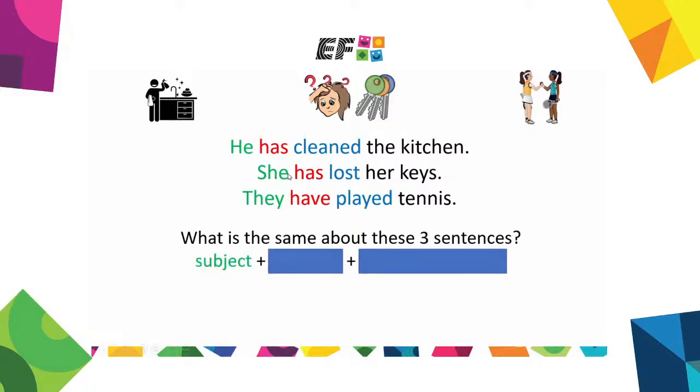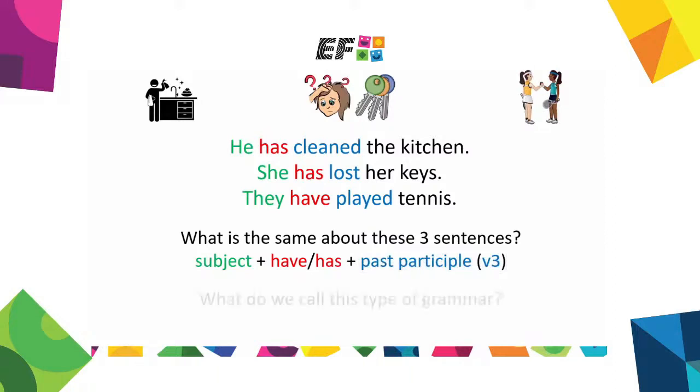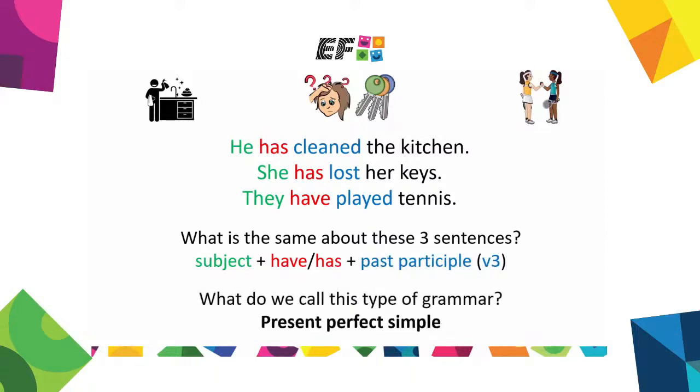And then we have these red words. What are the red words, everyone? Our has, our have, that's right. And then we have cleaned, lost, played. What were we studying at the start of the class? Verb. Verb 3, that's right, our past participle. So this is called present perfect simple. Subject, have or has, and verb 3.